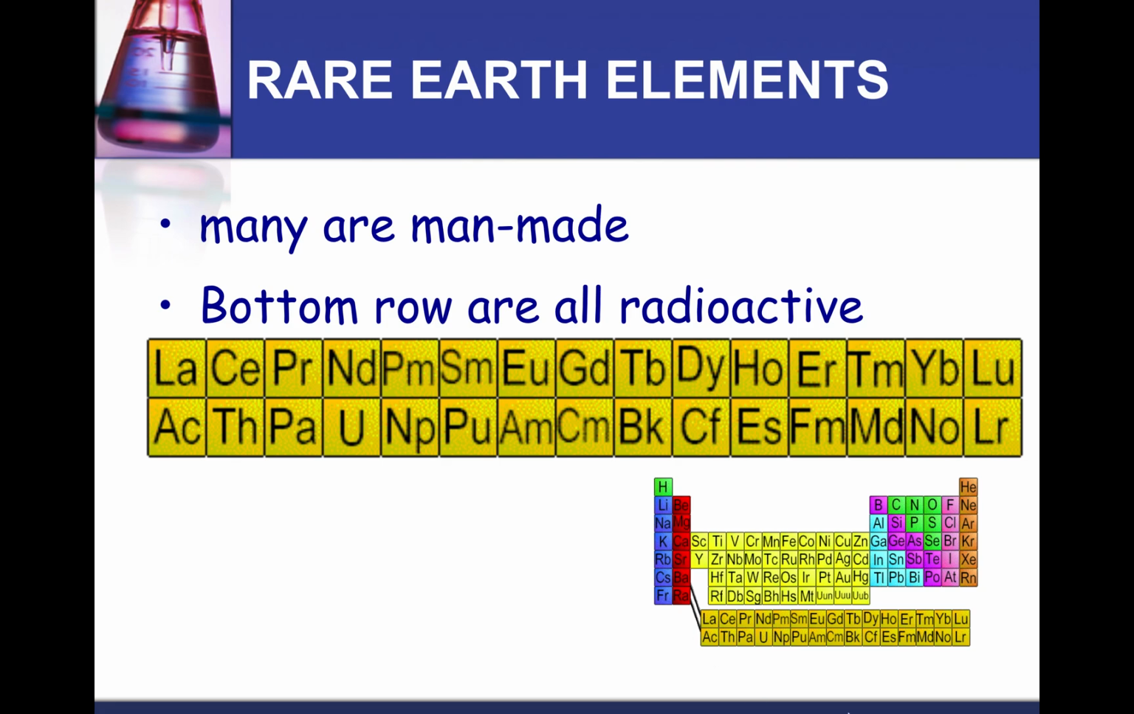The bottom row that kind of gets pushed out of the periodic table because it would make it too long are mostly man-made. They just find a way to add a proton, and as long as it's stable for a while, they can count it as a new element. But they're also radioactive, dangerous, and harmful to us.